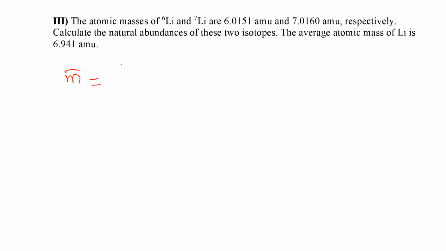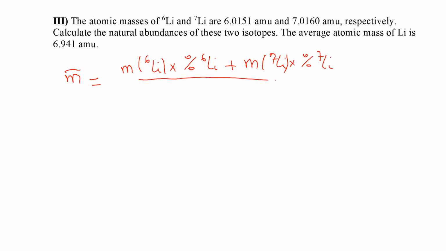Okay, we know that it's equal to the mass of lithium-6 times the percentage of lithium-6, or the abundance, plus the mass of lithium-7 times the percentage or abundance of lithium-7, and then divided by 100. So here we can put X equal to the percentage of lithium-6 and Y equal to the percentage of lithium-7. We know that X plus Y equals 100.